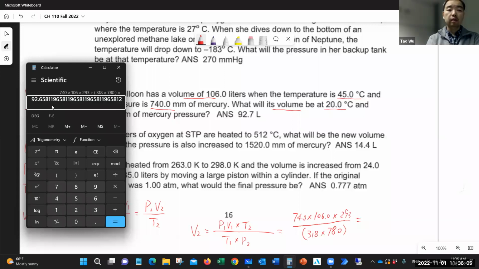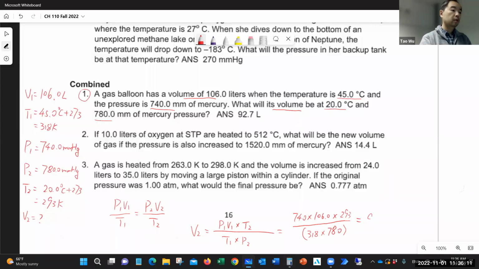The answer will be 92.6 or 92.7. Okay, 92.7, and this is in liters. What kind of unit you use really depends on the unit of the previous volume. If the previous volume is in milliliters, then the unit is going to be milliliters. If the previous is liters, then the second unit will also be liters. Okay, so this is how we solve this kind of combined gas law problem. Any questions?